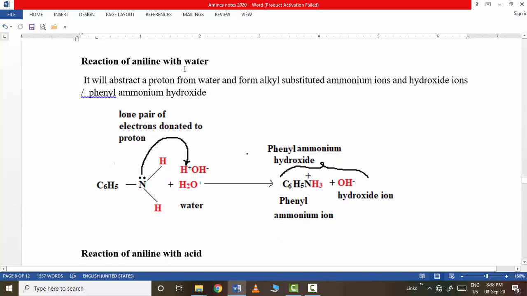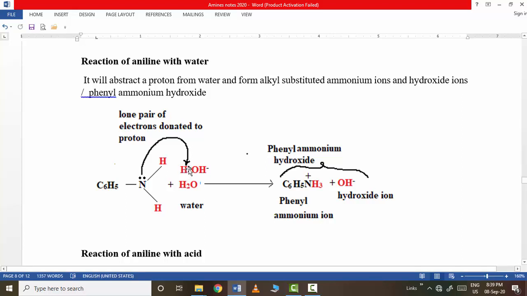Reaction of aniline with water. If you have remembered the reaction of methylamine with water or ethylamine with water, it will be very easy for you to understand the reaction of aniline with the water. So the lone pair of electrons that is present on the nitrogen will be donated to the proton. Obviously, it will be a less donation compared to the methylamine and ethylamine. However, it will be donated only because that lone pair has to be donated, and that is the main reason why aniline is acting like a base.